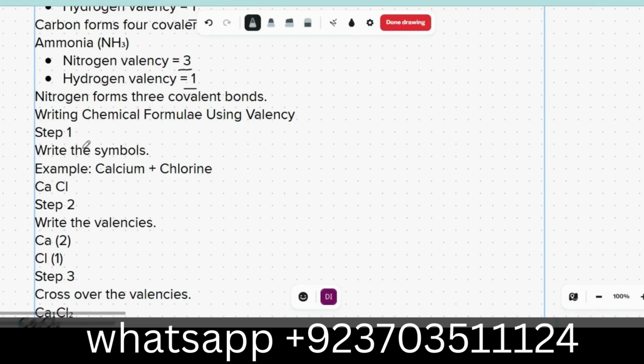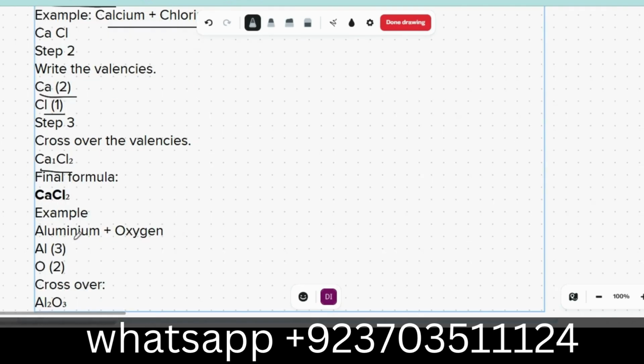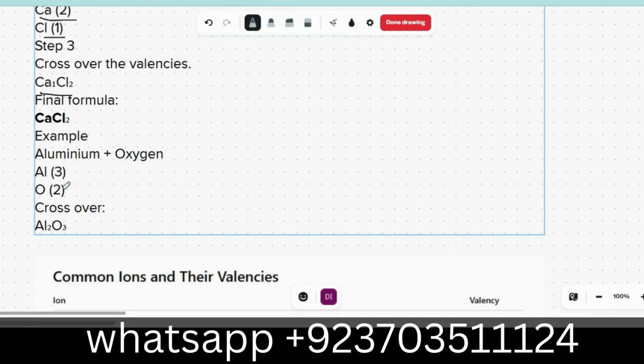Write a chemical formula using valency. Write the symbols, calcium and chlorine. Calcium has a valency of 2 and chlorine is 1, so we just cross over the valencies. The chlorine valency will go with calcium and the calcium valency will go to chlorine. So that will become CaCl2. It is the same for aluminum oxide: Al3O2, then cross it to get Al2O3.